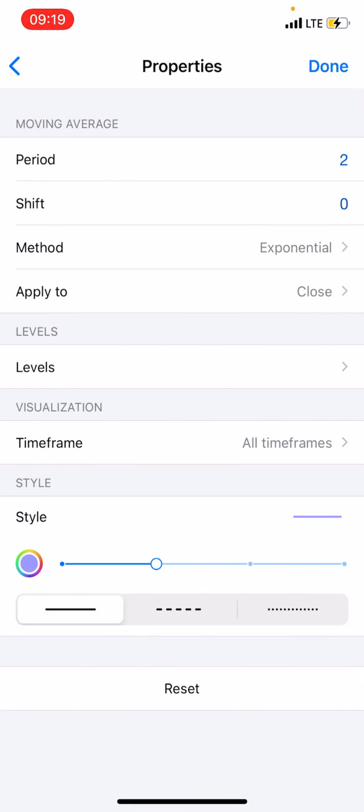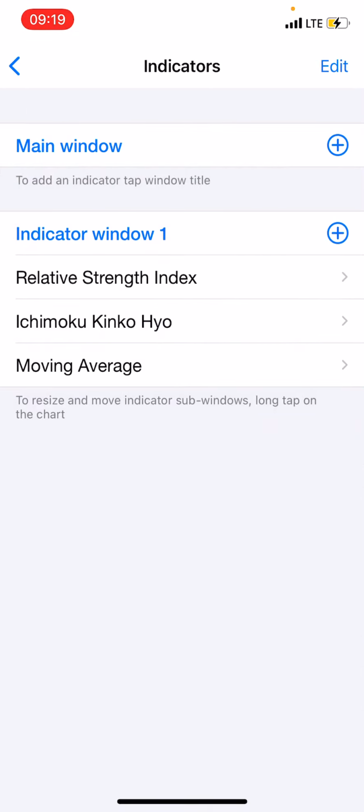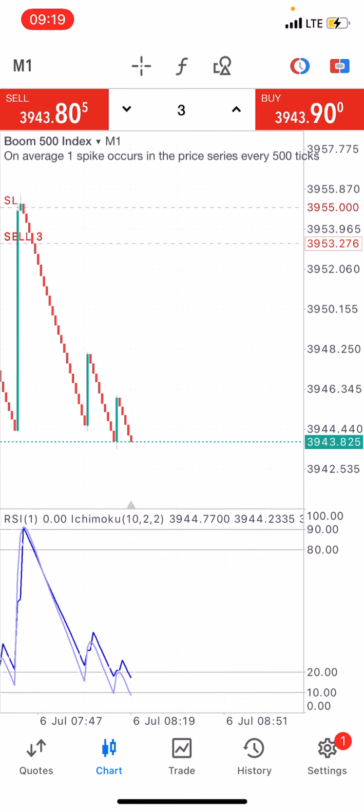And the last one is the moving average. The period is 2, shift is 0, method is exponential. You apply to close, no levels, and you use any color you want, and you click on done. And now you go back to your chart to catch spikes or to scalp. So at the moment, this is a scalping strategy.